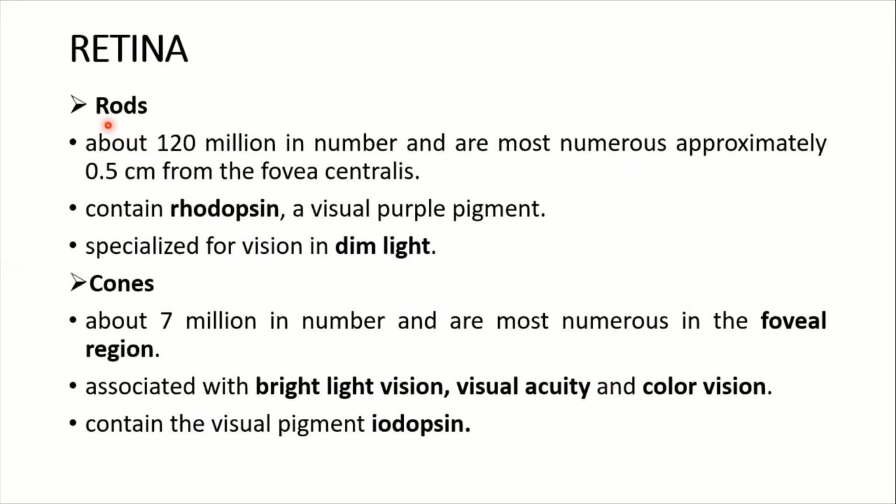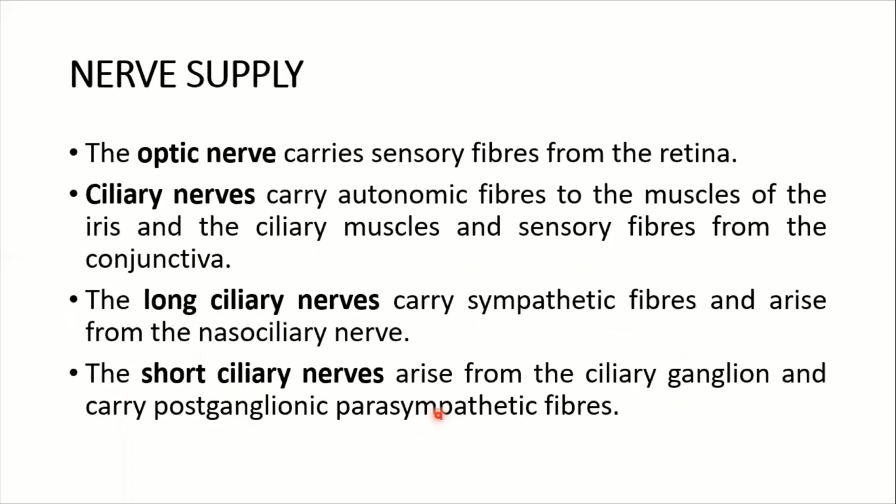So a few words about the rods and the cones. Rods are about 120 million in number and are most numerous approximately 0.5 centimeter from the fovea centralis. They contain rhodopsin, a visual purple pigment, specialized for vision in dim light. So rods are responsible for dim light vision. The cones are 7 million in number and are most numerous in the foveal region, right? I told you already. They are associated with bright light vision, visual acuity, and color vision, and contain the visual pigment iodopsin.